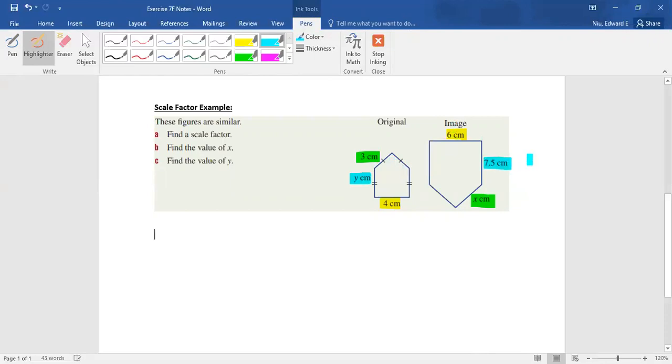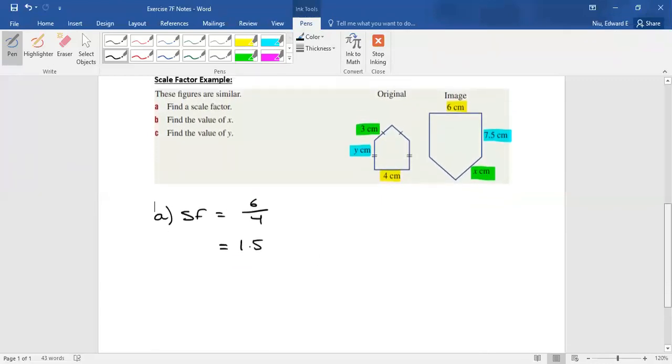Now that you know which sides correspond to what, firstly we need to figure out the scale factor. We can't figure out the scale factor with the green and blue sides because there's an unknown in the corresponding shape. So we can use the yellow sides to find the scale factor: SF for scale factor equals the larger number on the smaller number. Always larger on the smaller. 6 on 4. Put that into your calculator and you get 1.5. So basically this pentagon on the right is 1.5 times bigger than the one on the left.